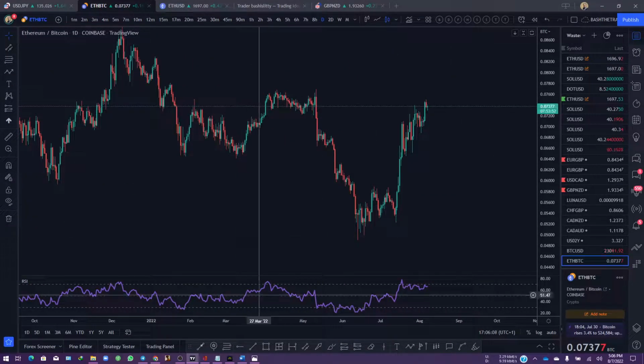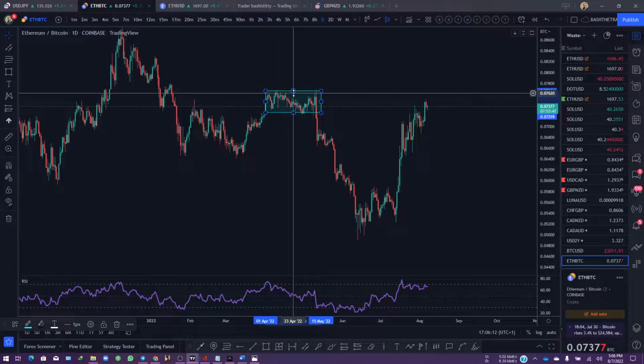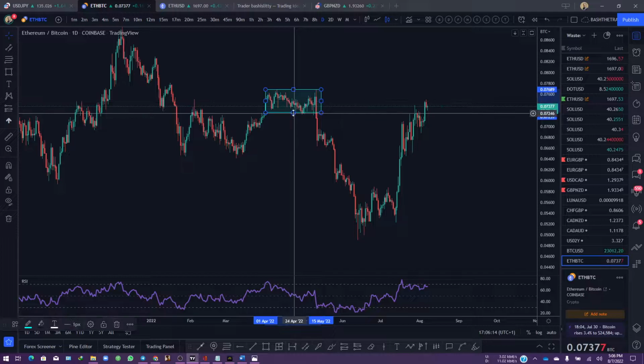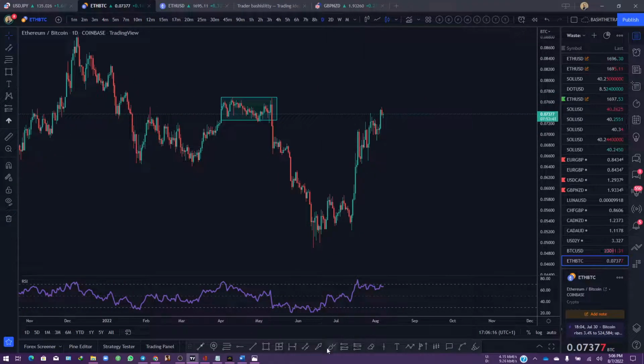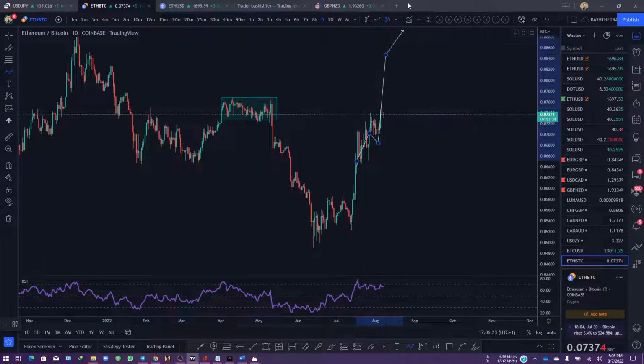So this is also another key decision level for the Ethereum BTC, right? Ethereum BTC. So when the price breaks this level, we're expecting this to happen. When price breaks this level, we're expecting that price goes higher, right?